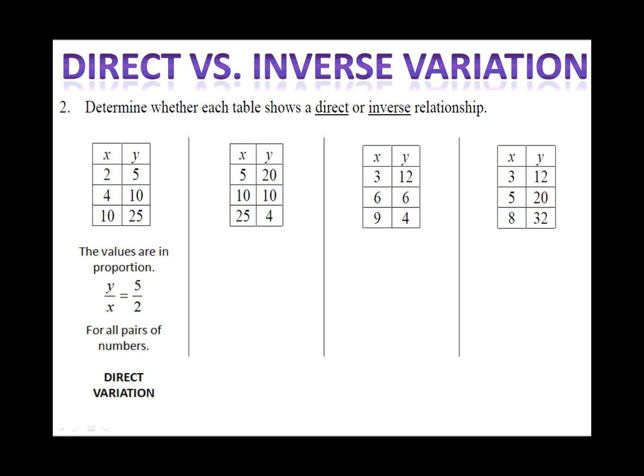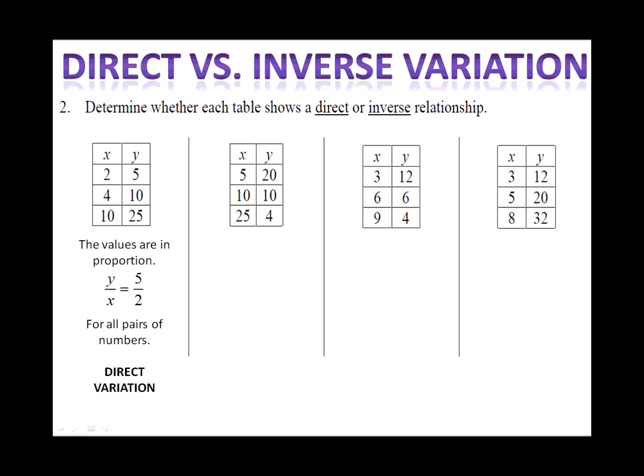In the second example, we do not have that constant ratio. But notice that 5 times 20 is 100. Also notice that 10 times 10 is 100. 25 times 4 is 100. And because x times y is always the same value, we must have an inverse variation.